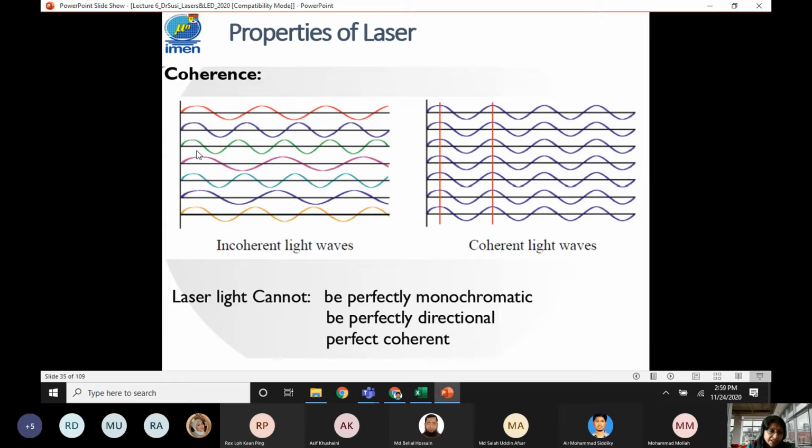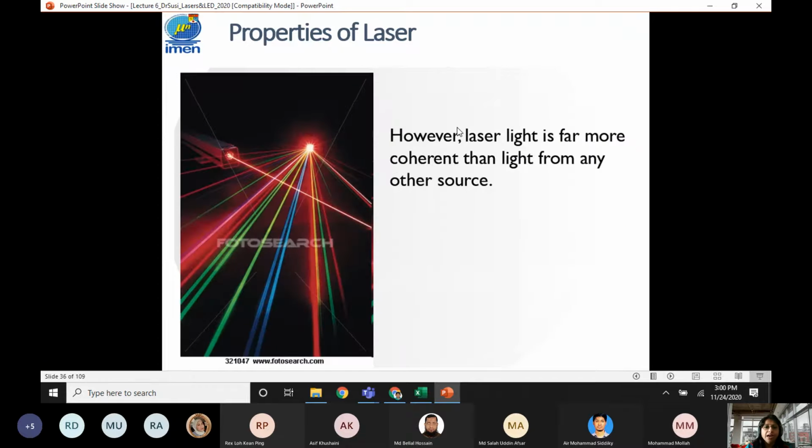Incoherent means you can see the amplitudes are not similar, whereas in lasers, you can see the amplitudes are similar, all right? And laser light cannot be perfectly monochromatic, it cannot be perfectly directional, but it is perfectly coherent. However, laser light is far more coherent than light from any other source, compared to any other light sources.